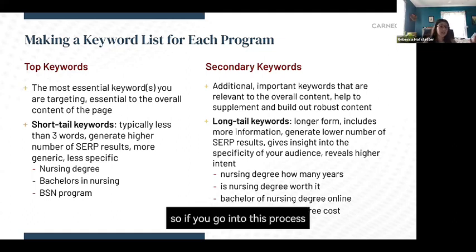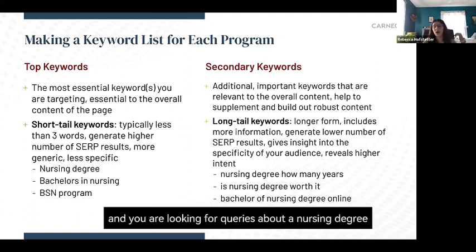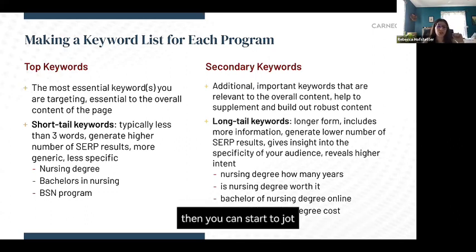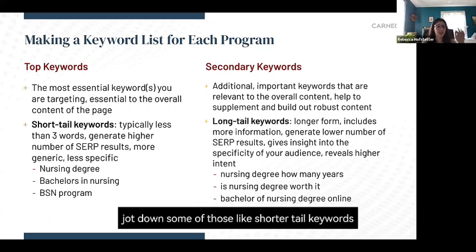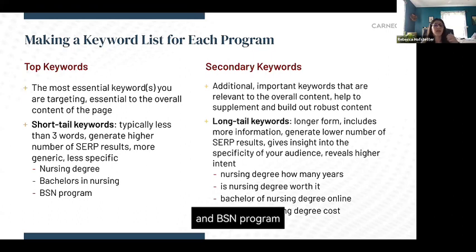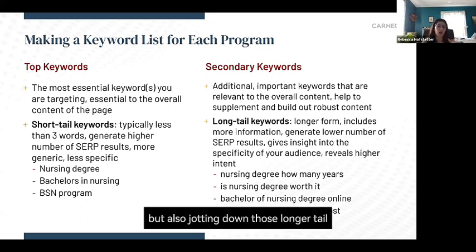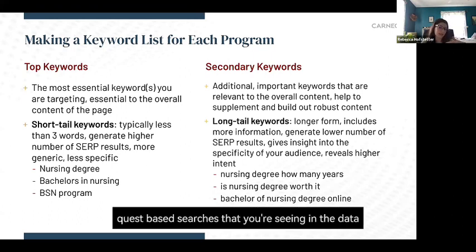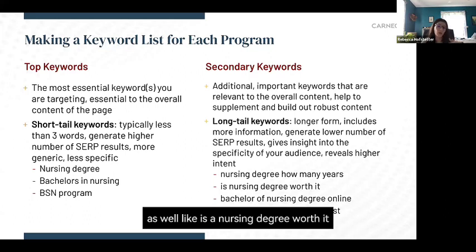So if you go into this process looking for queries about a nursing degree, you could start to jot down some of those shorter tail keywords like nursing degree, bachelor's in nursing, and BSN program, but also jot down those longer tail question-based searches that you're seeing in the data as well, like is a nursing degree worth it? How much does a nursing degree cost?